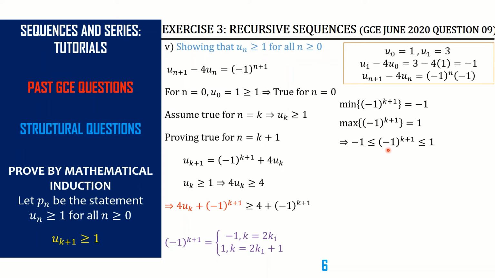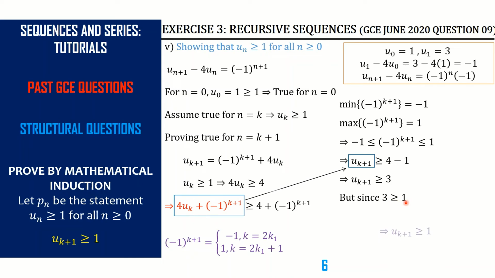So I'm going to concentrate now on negative 1 is less than or equal to negative 1 raised to the power k plus 1. Because if negative 1 is less than or equal to this term, it means that negative 1 raised to the power k plus 1 is greater than or equal to negative 1. So from there, I'm just going to replace negative 1 raised to the power k plus 1 with negative 1. It is not equal to, but the inequality is greater than or equal to. Working the right hand side, I get 3. My left hand side is u of k plus 1, so u of k plus 1 will be greater than or equal to 3. But since 3 is greater than or equal to 1, my u of k plus 1 is greater than or equal to 3, and 3 is greater than or equal to 1. Hence, my u of k plus 1 is also greater than or equal to 1.